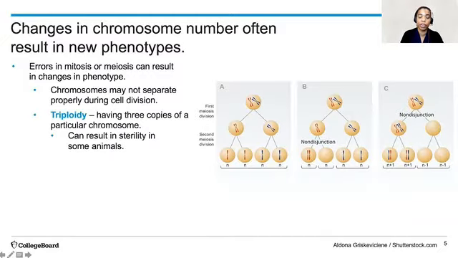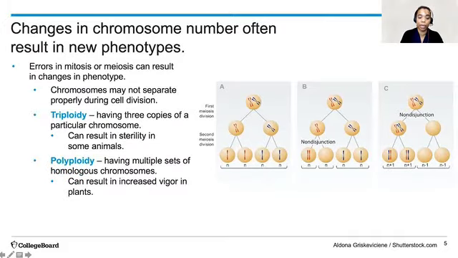Triploidy is having 3 copies of a particular chromosome. It can result in sterility in some animals. Polyploidy is having multiple sets of homologous chromosomes, and it can result in increased vigor in plants.